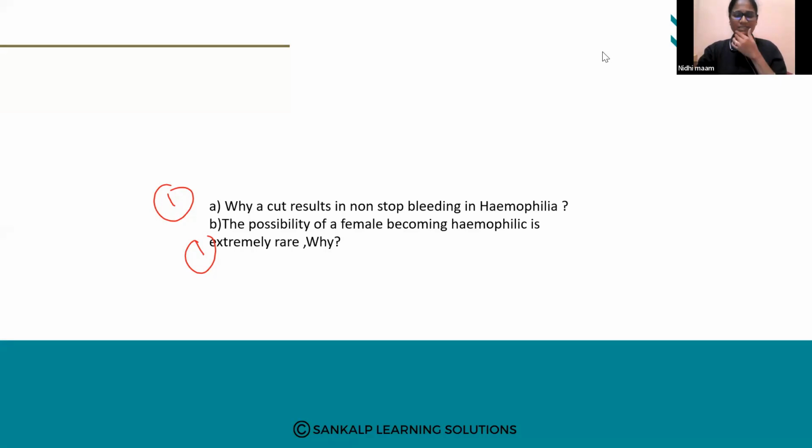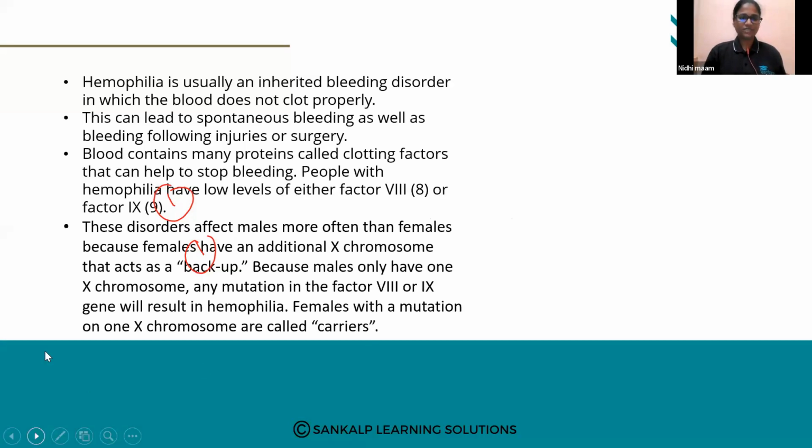Okay, Deepak answered it. A single protein that is a part of a cascade of proteins involved in clotting of blood is affected. Okay, fine. What about others? Yeah, be fast. Why does a cut result in non-stop bleeding? Hemophilia ಇರುವ ವ್ಯಕ್ತಿಗೆ non-stop bleeding ಯಾಕಾಗತ್ತೆ? Here it is.